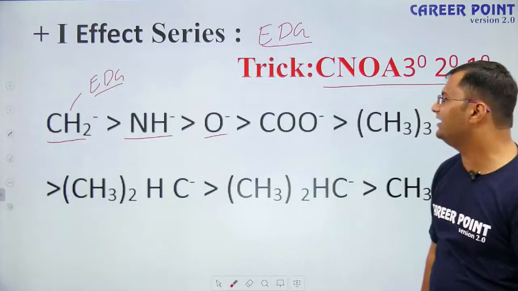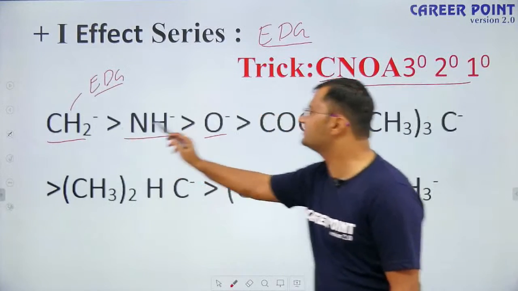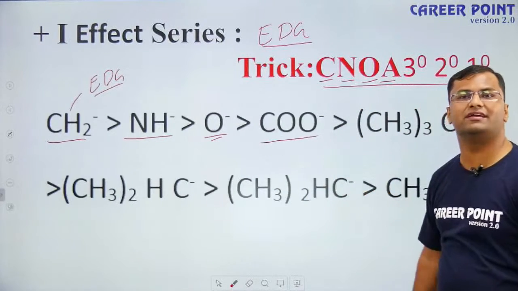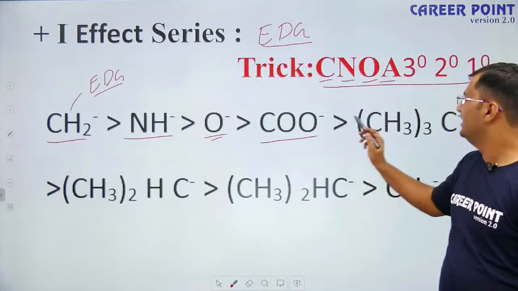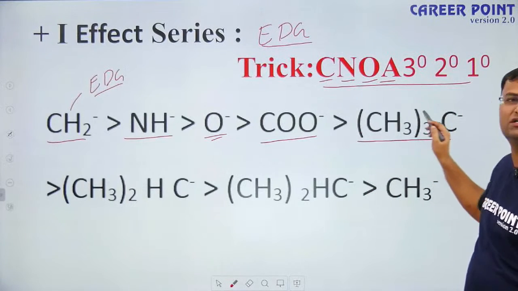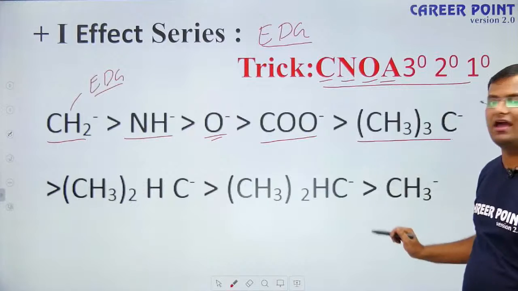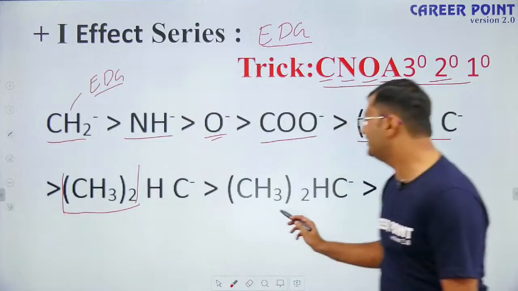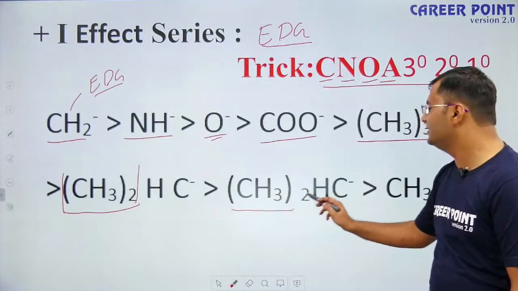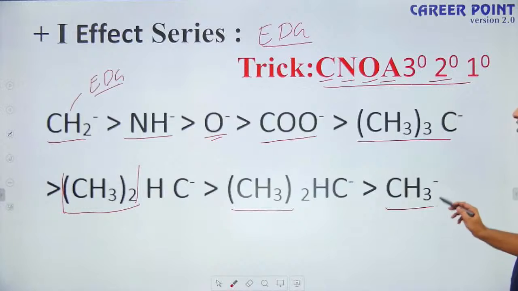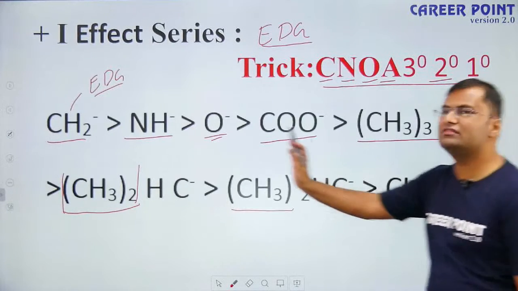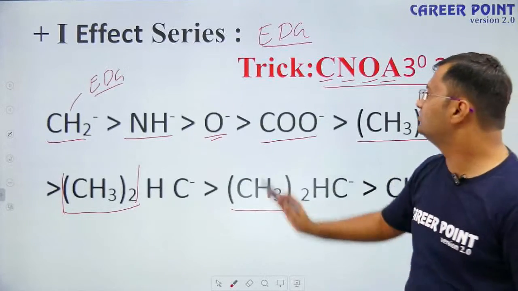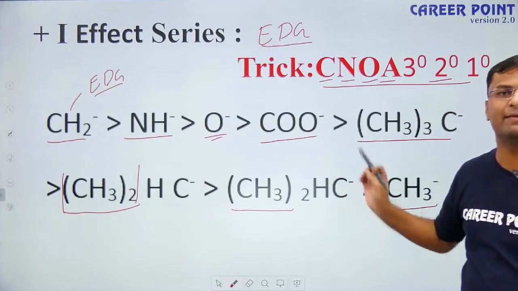After that we will go for O minus. C for CH2 minus, N for NH minus, O for O minus, A for carboxylic acid, that is, carboxylic acid means carboxylate ion. After that we will go for CH3, that is, tertiary carbon anion. After that we will go for secondary carbon anion. And after that we will go for primary carbon anion, CH3CH2 minus. And after that we will go for only methyl, CH3 minus. So this is the decreasing order of their electron donating capacity. Clear?